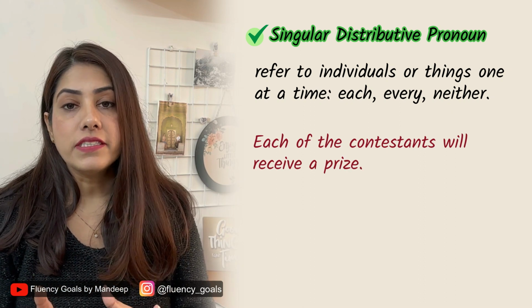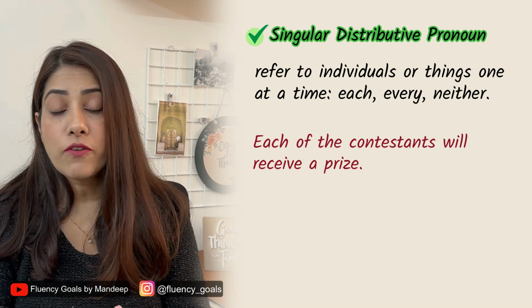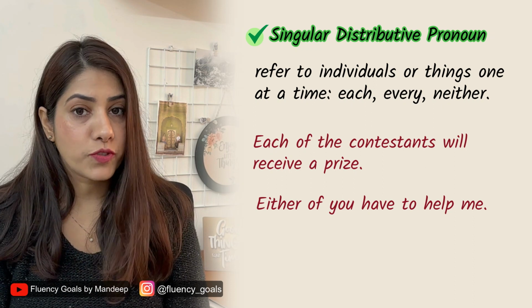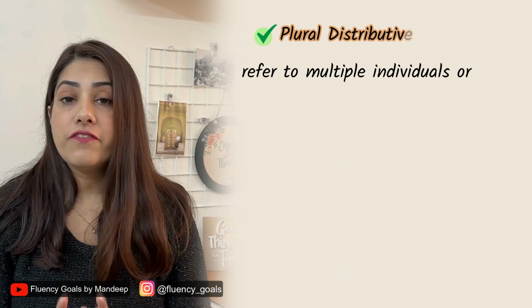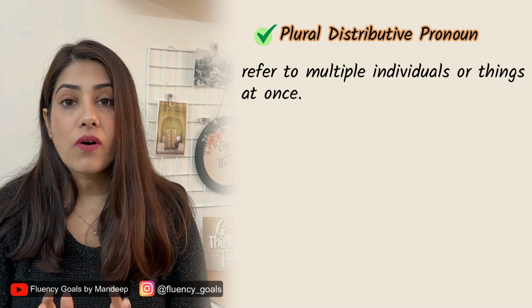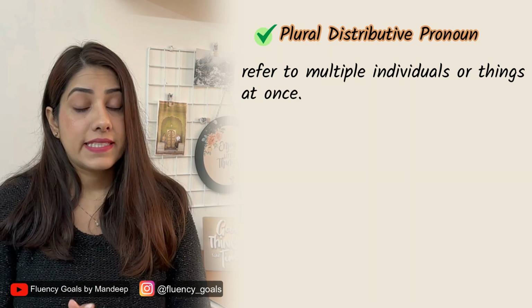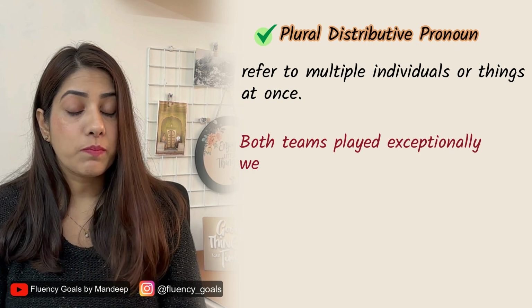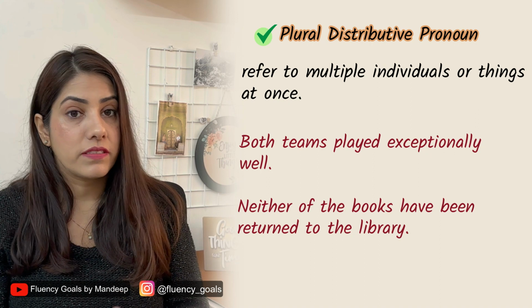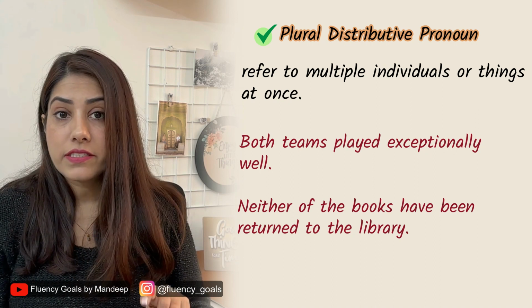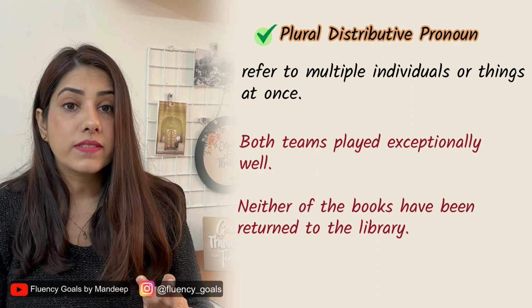Each of the contestants will receive a prize. Either of you has to help me. Neither option is suitable for this situation. Plural distributive pronouns refer to multiple individuals or things at once. Example: both teams played exceptionally well. Neither of the books has been returned to the library. Here neither is referring to more than one book at a time.